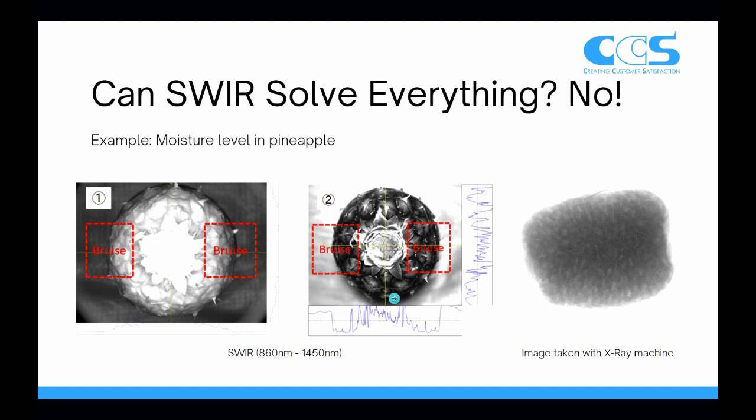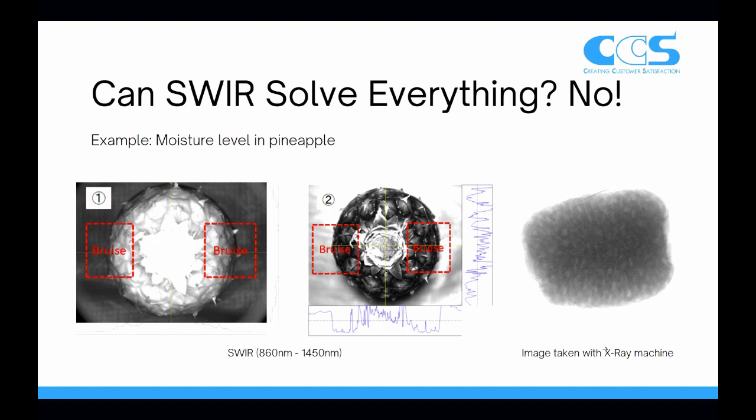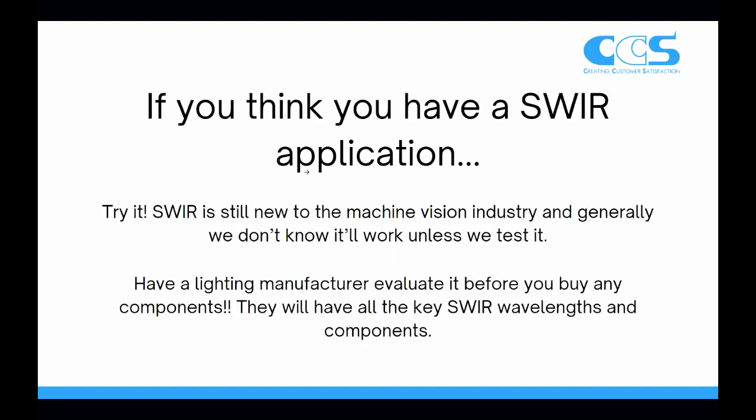We even took it to an X-ray machine to see if we just needed to penetrate more. But even with an X-ray machine, we weren't able to see the moisture content or distinguish it in this image. So sometimes applications just aren't solvable, and SWIR doesn't solve everything. That being said, if you think you have a SWIR application, always, always, always try it. SWIR is still new to the machine vision industry, so we really can't say, yes, it'll definitely work until we test it.